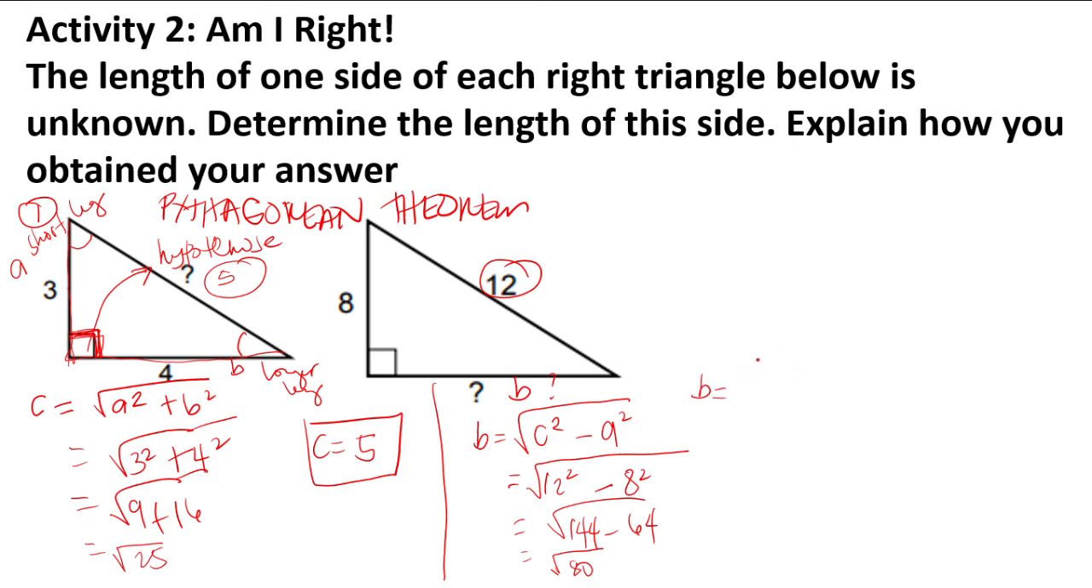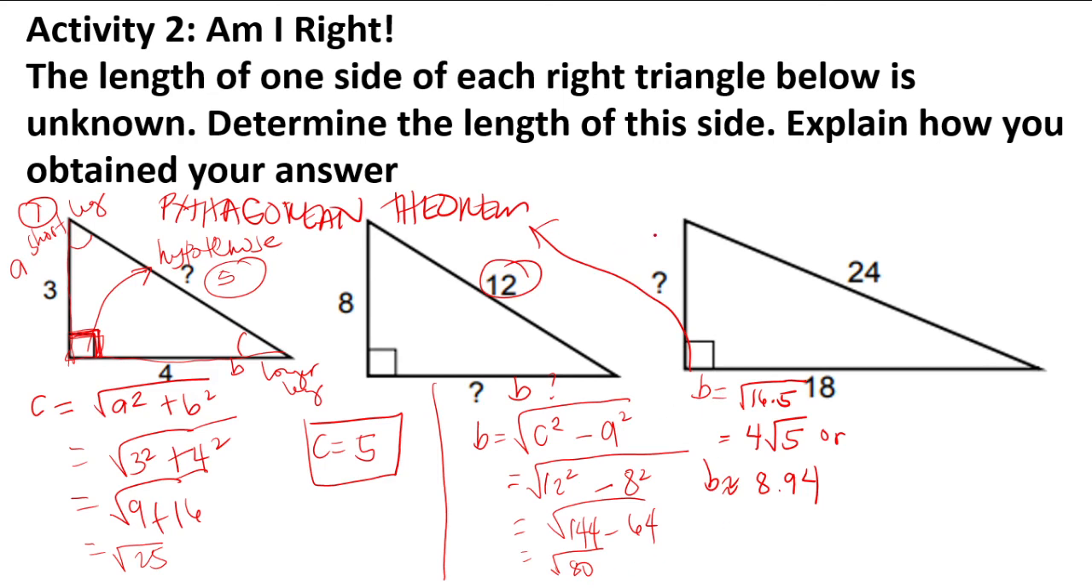is equal to... 80. Factors of 80, what is a perfect number? That is 16 times 5. 16 times 5 is 80. Correct. Now, the square root of 16 is 4. And the square root of 5 is square root of 5. Or, B is approximately equal to 8.94. Okay. How did you obtain the answer? By using Pythagorean theorem. Next.